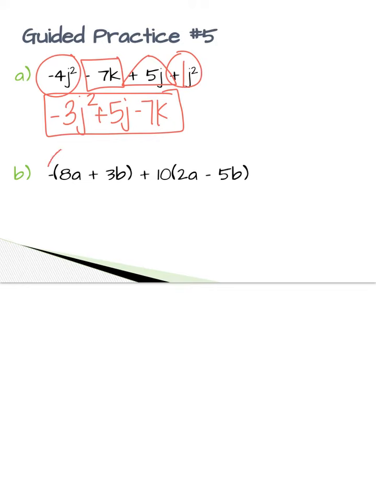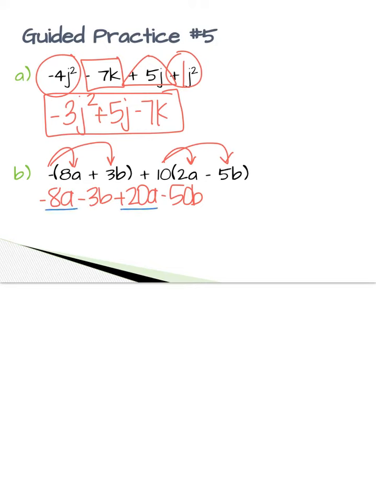Alright, and then B, again I have to distribute because I can't do anything until I get it out of parentheses. So that's going to give me negative 8a minus 3b plus 20a minus 50b. Once I have that, I just combine any like terms that I have. I've got two a's, so I'm going to do negative 8a plus 20a and get 12a. Then I'll do negative 3b minus 50b, and I'll get negative 53b.